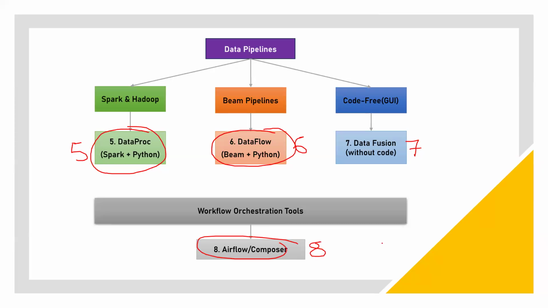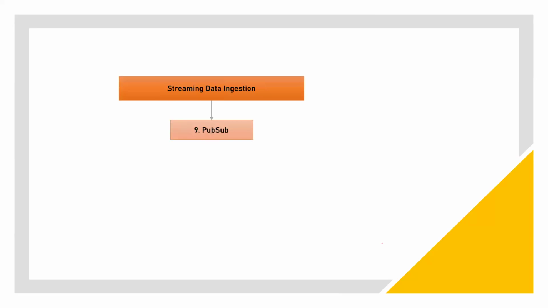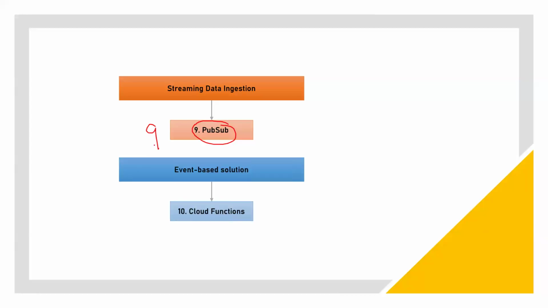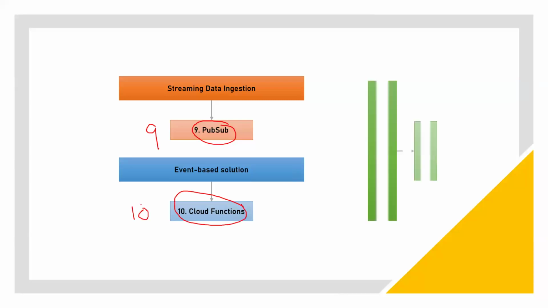Here we are going to create the data pipelines. This comes under data processing activities or data pipelines. So we can create the Spark pipelines, we are creating the Beam pipelines, we are creating the pipelines without writing any code. We are also taking care of the workflow orchestration tool, that is Airflow, so 5 to 8. Again, we are working with the streaming data ingestion tools also, that is PubSub, 9. And cloud-triggered, event-based solutions, that is 10. Additionally, as a complement, I'm also teaching you infrastructure provisioning, that is 11.